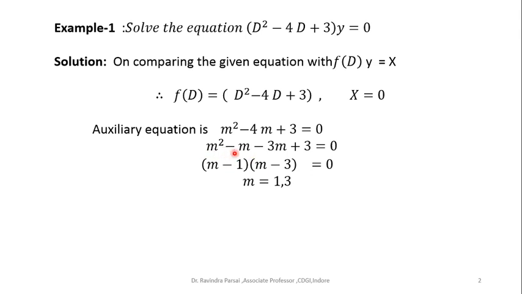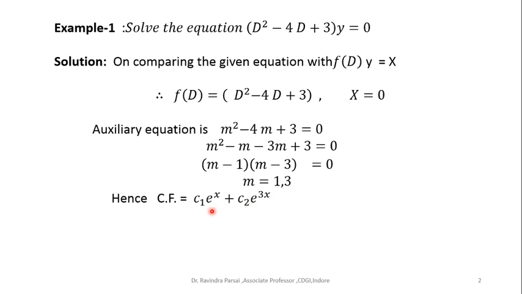Now by taking m common from the first two terms we get m(m - 1), and from the second two terms you take -3 common, -3(m - 1). There is a common factor m - 1, and the remaining factor is m - 3 = 0, that is the possible values of m = 1, 3. Hence the roots are real and different.